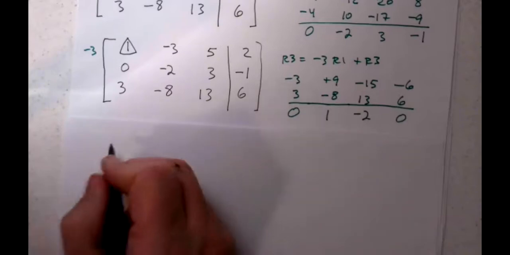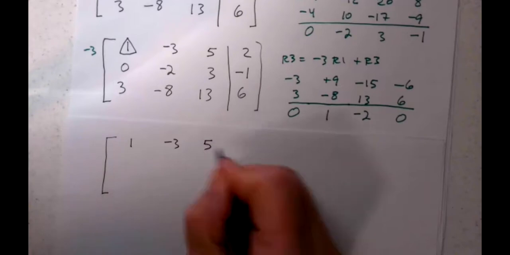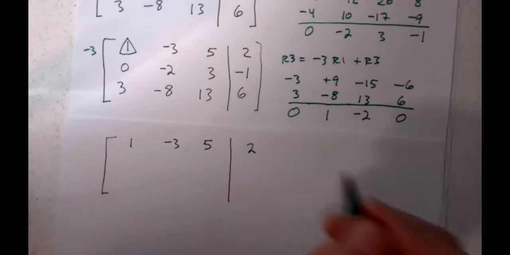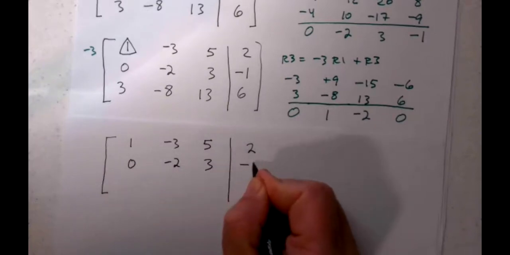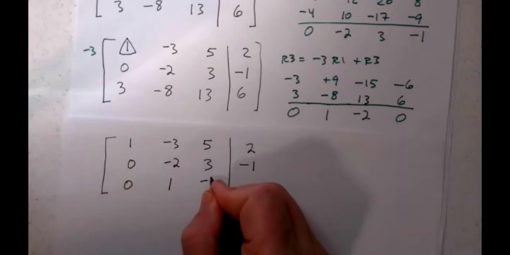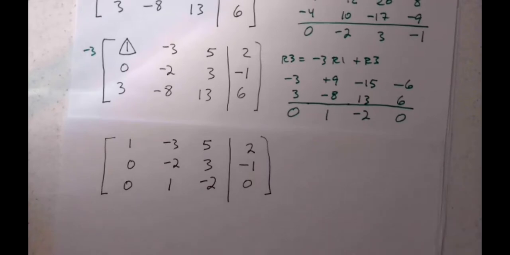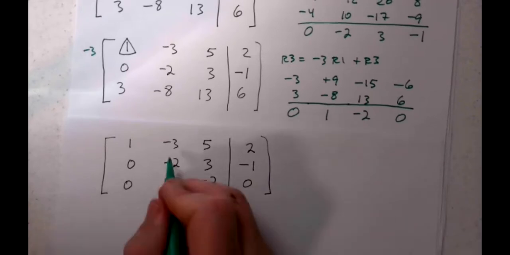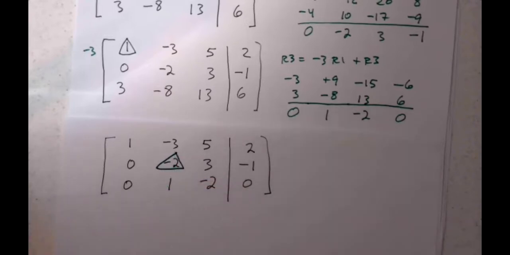So row 1 is still 1, negative 3, 5, 2. Row 2 is still 0, negative 2, 3, negative 1. But row 3 is now 0, 1, negative 2, 0. Now what do I need? I need the middle term to be a pivot. I need this to turn into a 1. Well, I could divide everything by negative 2, but that's going to introduce fractions, which I'd rather not do. What I'm going to do instead is I'm going to switch row 2 and row 3.